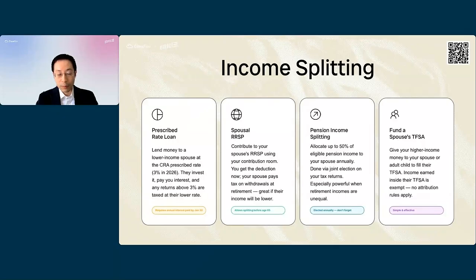One thing to also keep in mind for this option is that it is also irreversible. Once the taxpayer makes this contribution to the spouse's or the adult child's TFSA, and if something happens within the family dynamics or the relationship, you cannot legally force them to return the money.